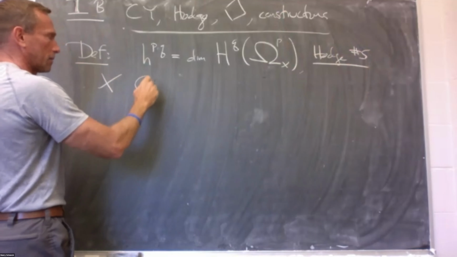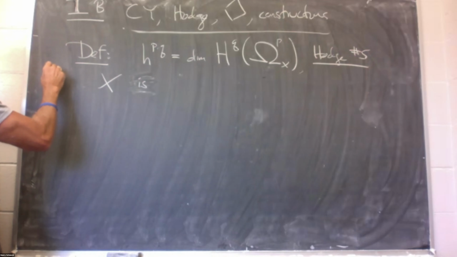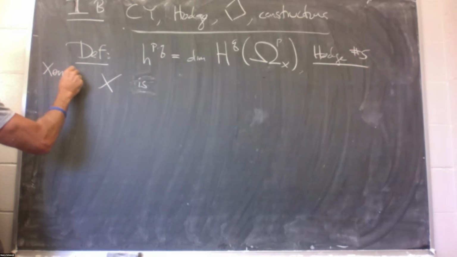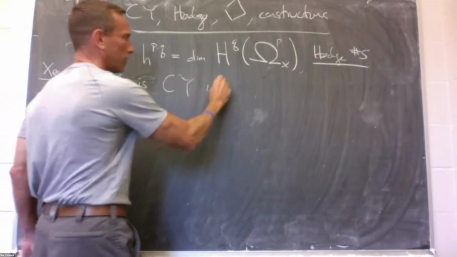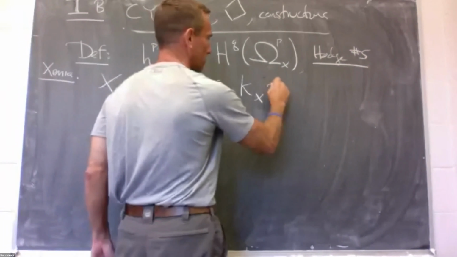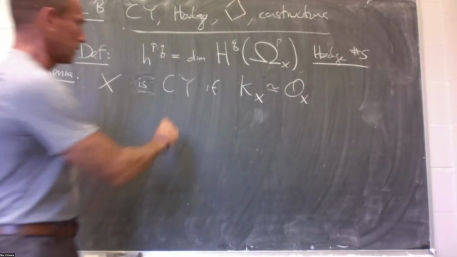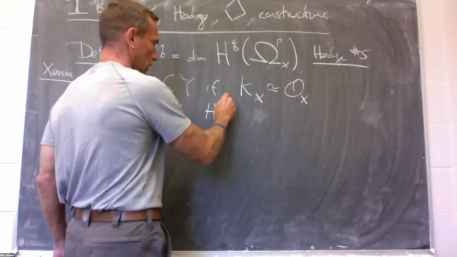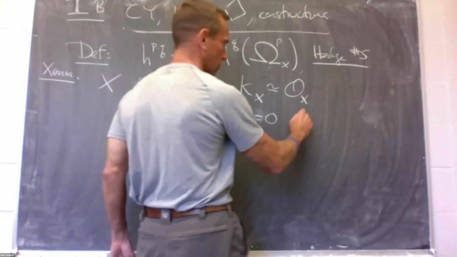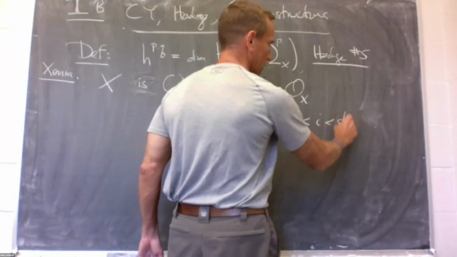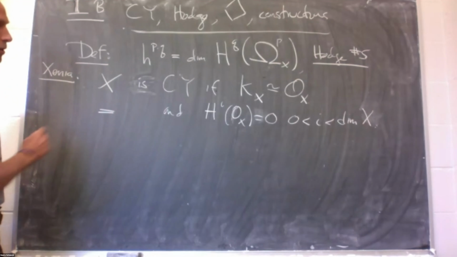So X is Calabi-Yau. I think the first of the talks that this actually appeared in, so we've seen this, so I'm cheating a little, but this was in Xenia's talks. Xenia actually carefully defined Calabi-Yau. So X is Calabi-Yau if K_X, the canonical sheaf, is just trivial. That is, it looks like functions on the manifold, and H^i of O_X is 0 for 0 less than i less than the dimension. So that's our definition of Calabi-Yaus and Hodge numbers.